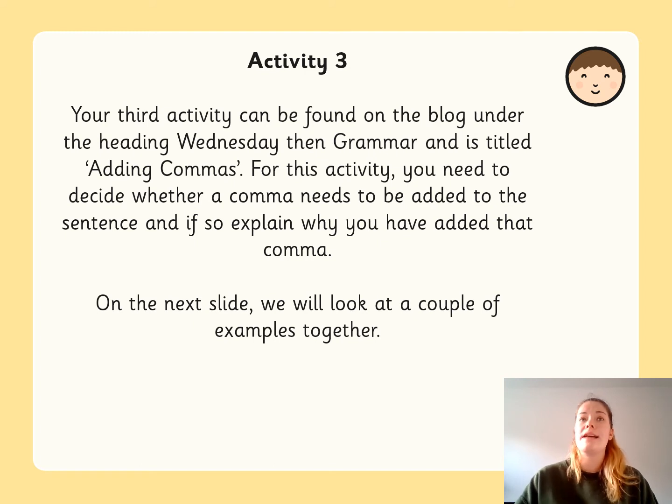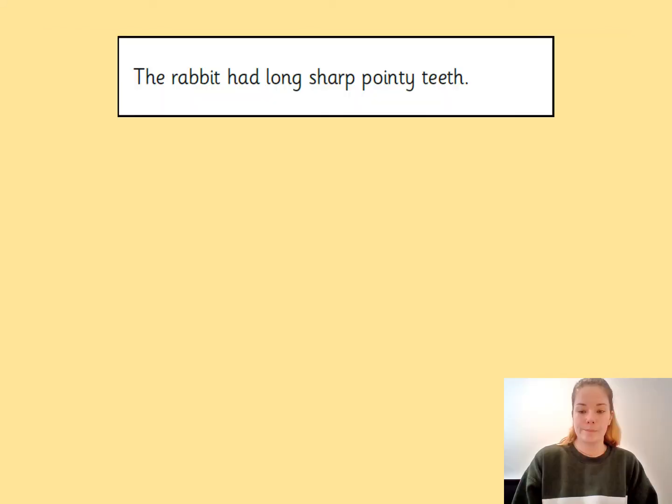On the next slide, we're going to have a look at a couple of examples together. Now, the comma might not necessarily always be added to avoid ambiguity. It could be some of those reasons that we looked at the very beginning of the lesson. We talked about separating items in a list, for relative clauses, for subordinate clauses. So make sure you read your sentences really carefully.